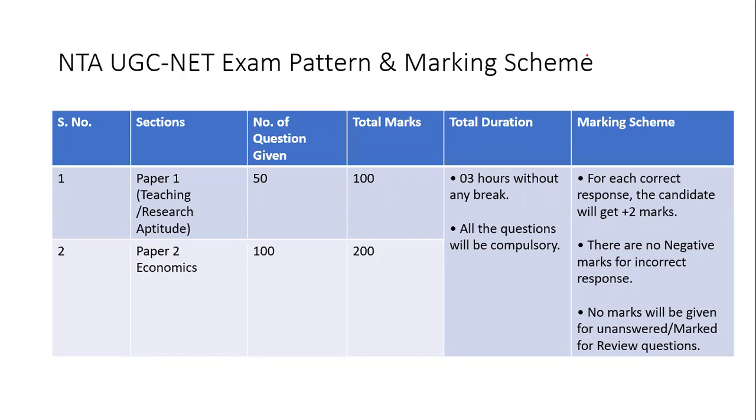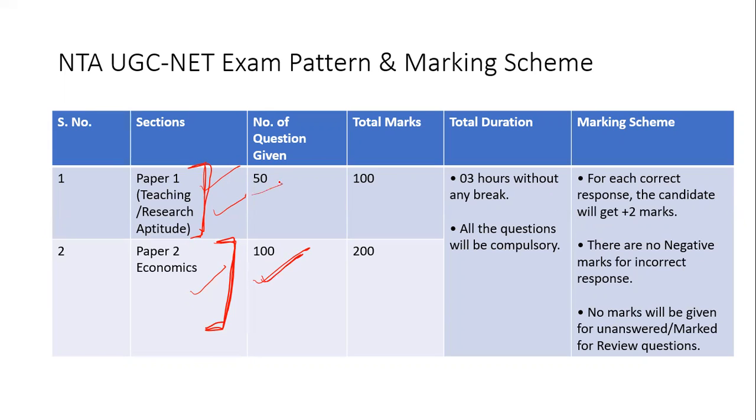So let's start and understand the exam pattern and marking scheme of the exam. There are going to be two papers, paper 1 and paper 2. Paper 1 is going to be a completely teaching or research aptitude kind of paper. This is going to have questions which are logical, comprehension based, and related to IT, etc. And then we are going to have a domain specific exam. In our case, it is going to be an economics specific exam, and this is going to have 100 questions.